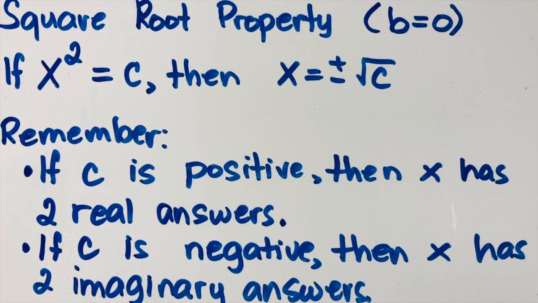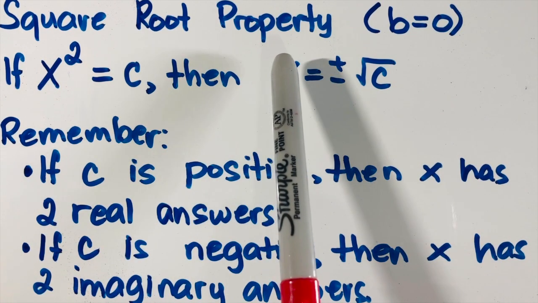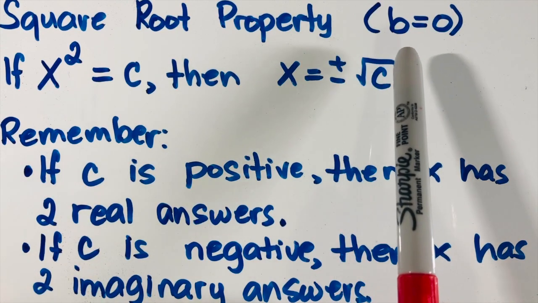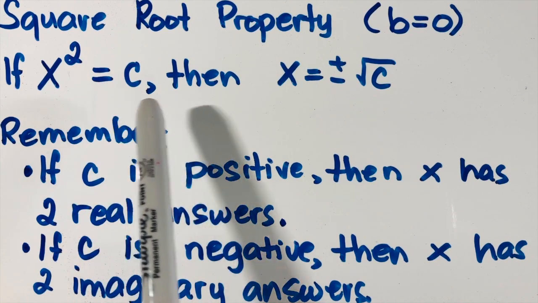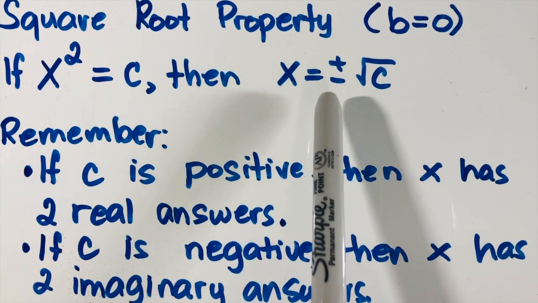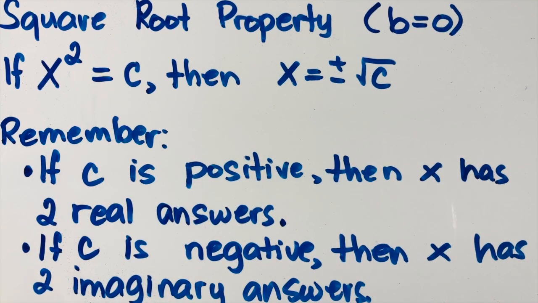So, when do we use the square root property? We use this method when the value of b is 0. If x squared is equal to c, then x equals plus or minus the square root of c. Remember, if the value of c is positive, then x has two real answers. And if the value of c is negative, then x has two imaginary answers.